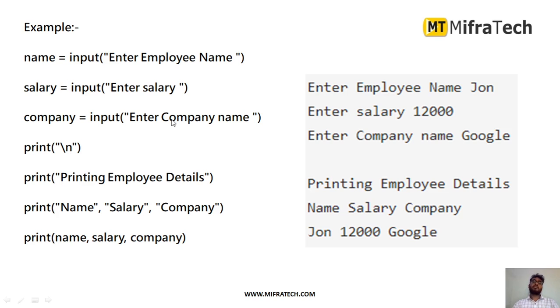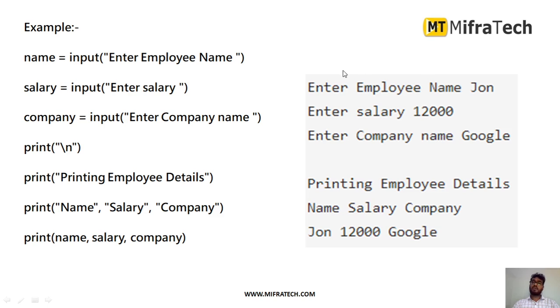So after collecting all the input, I am printing the output, like printing employee details, print name, salary, company. These, which are all taken inside the double quotes, will be string values that will display as they are. I am printing finally the stored values of name, salary and company.